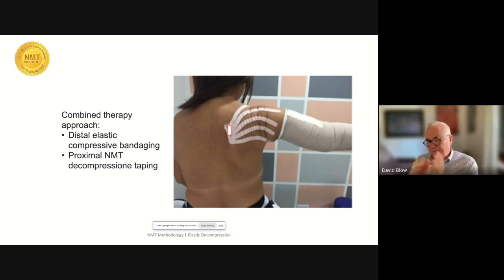Obviously, sometimes in the lymphatic area, we have a limb which has excessive edema. So consequently, we obviously have to have a combined therapeutic approach. We can have a compression bandage, which is going to be distal, and we're going to have a neuromuscular taping decompression action, which is going to be proximal. So compression distal, decompression proximal is the obvious approach for primary lymphatic conditions, or for very excessive edema in the upper or lower extremity.